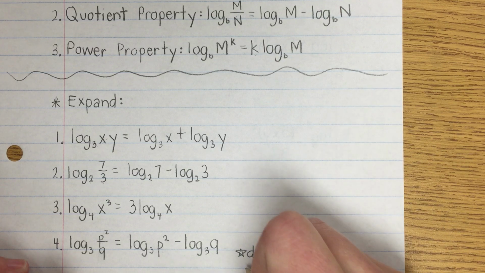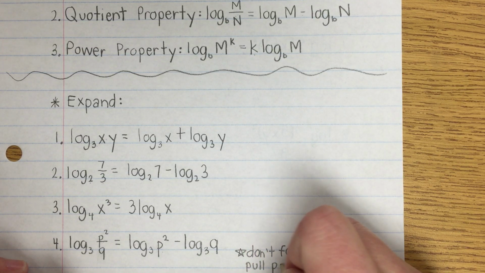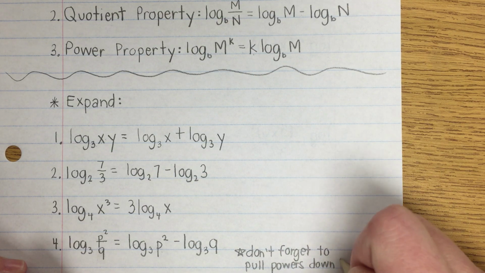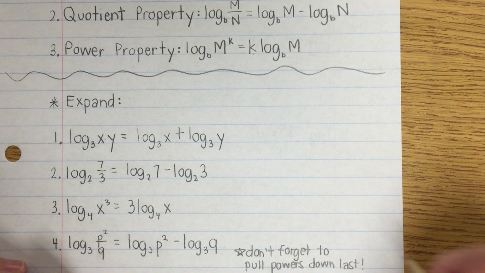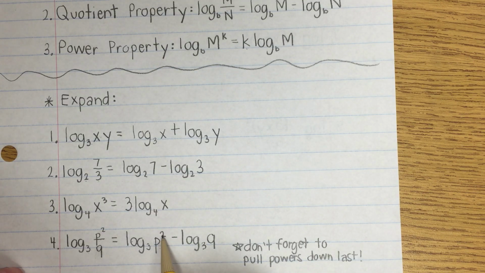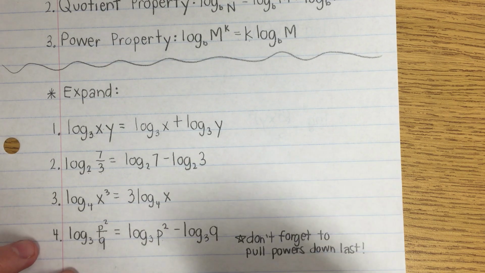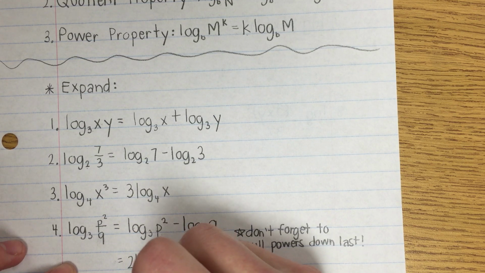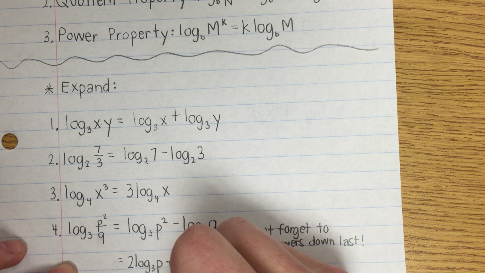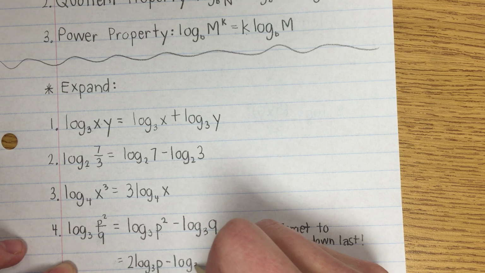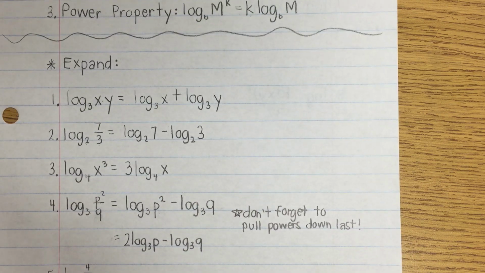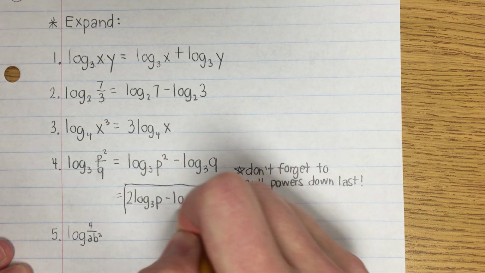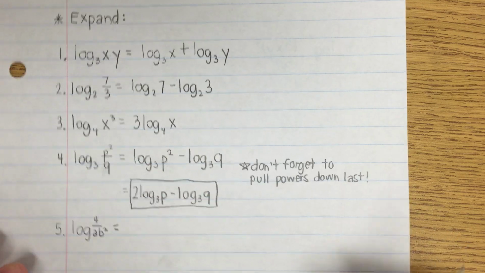to pull powers down last. So my last step is to take that power and use the power property and pull it down. So this equals 2 log base 3 of p minus log base 3 of q. That's my final step on that one. Let's look at another example.